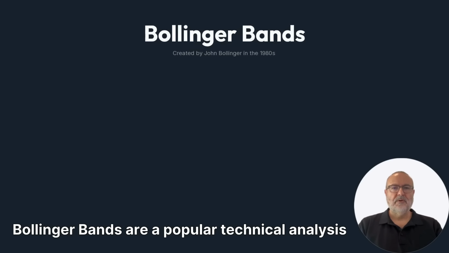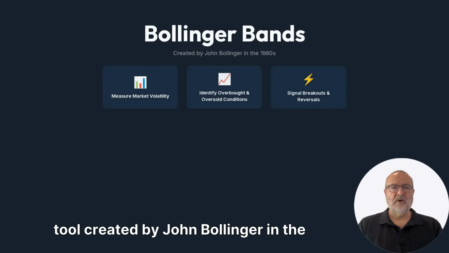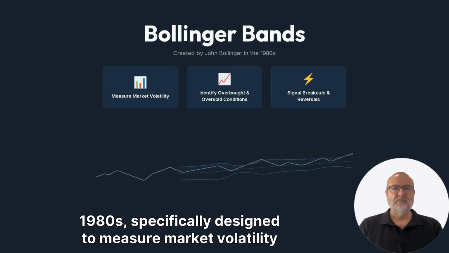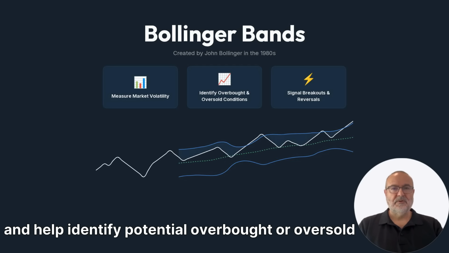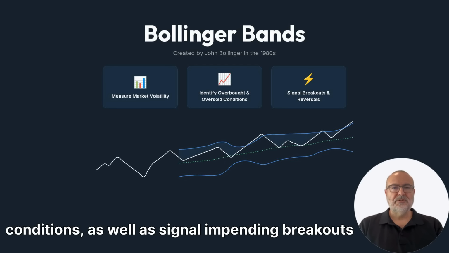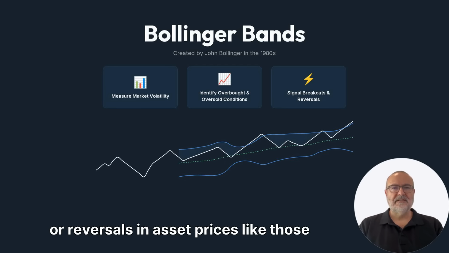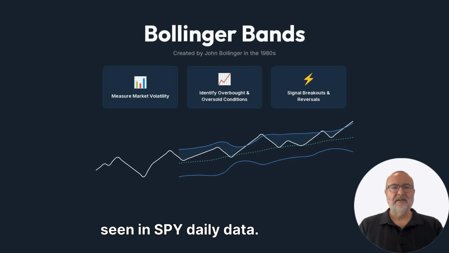Bollinger Bands are a popular technical analysis tool created by John Bollinger in the 1980s, specifically designed to measure market volatility and help identify potential overbought or oversold conditions, as well as signal impending breakouts or reversals in asset prices like those seen in SPY daily data.